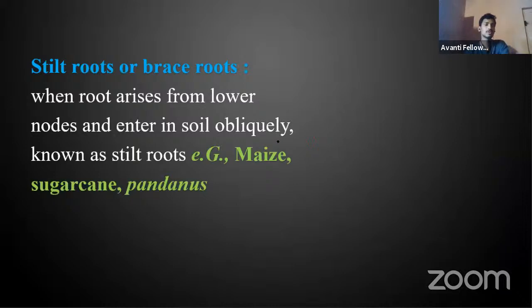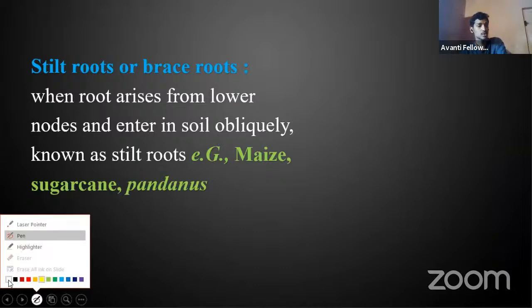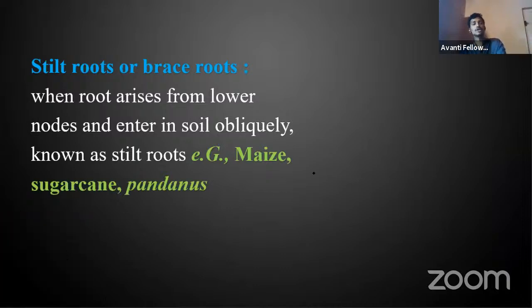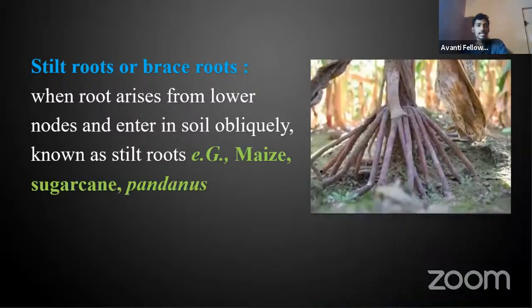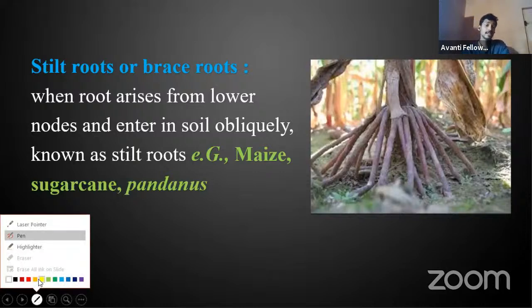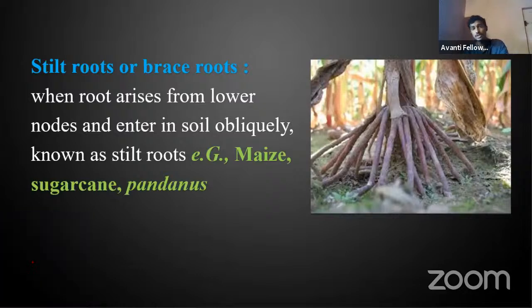So then there are some other kinds of adventitious roots also. Apart from storage, what are those then? The first one is the stilt root or the brace roots. So what are these then? Stilt root or the brace root arises from the lower node and enters into the soil obliquely, and these are normally called stilt roots.